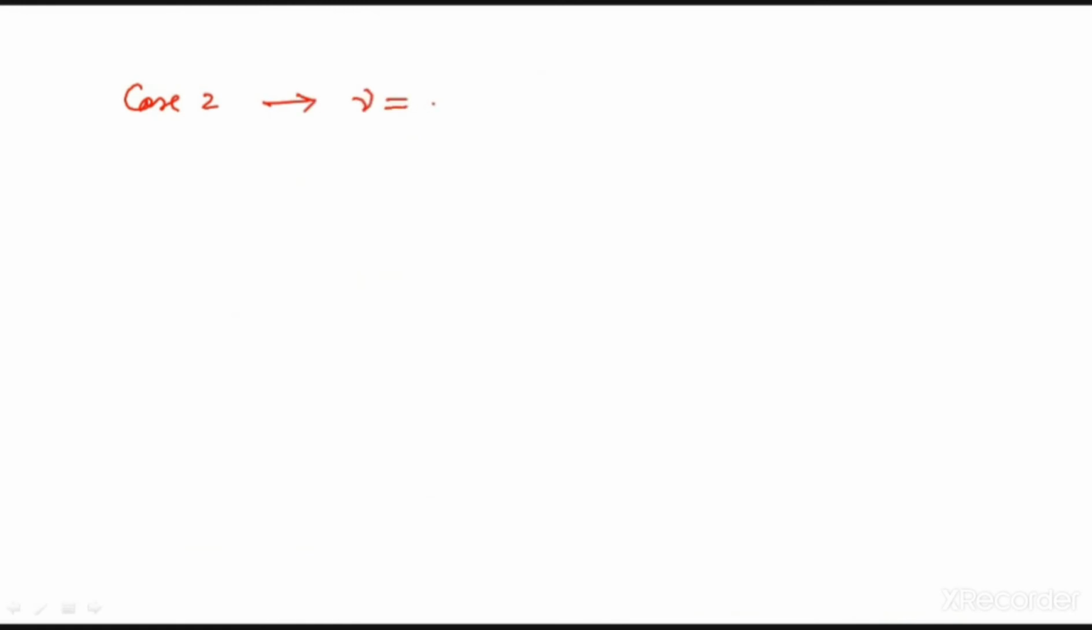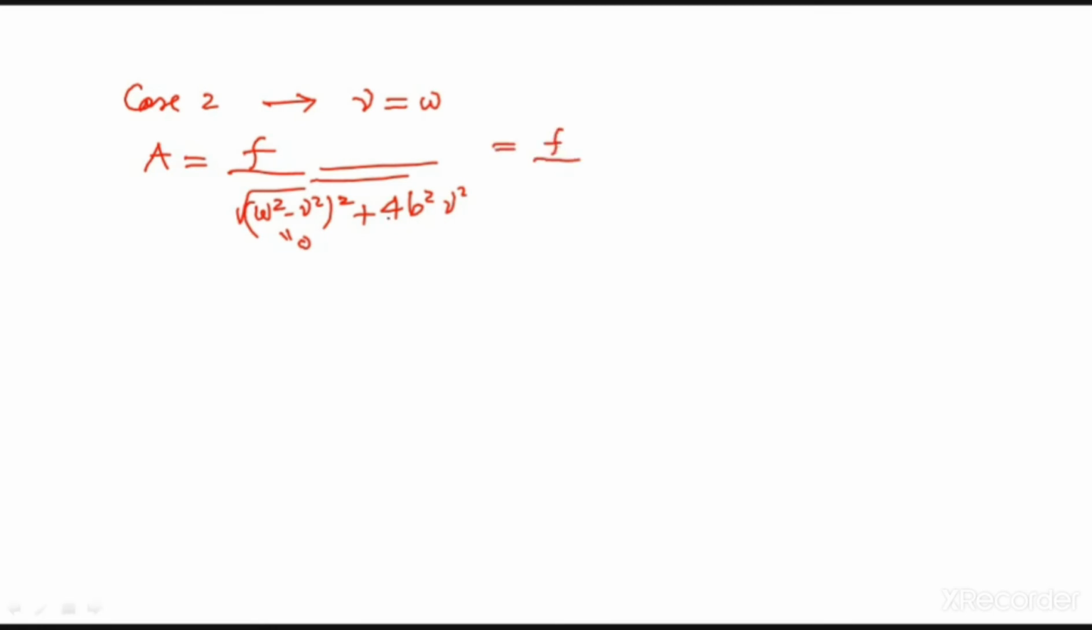What is the second case? That is, the angular frequency and the driving frequency are equal. In such a case, what happens to A? A is f by the root of omega square minus mu square, whole square, plus 4b square mu square. Since they are equal, I can expect this to be 0 here. Therefore, I can write this as f by 4b square, and this goes to omega. When you take out the root, it is 2b omega.